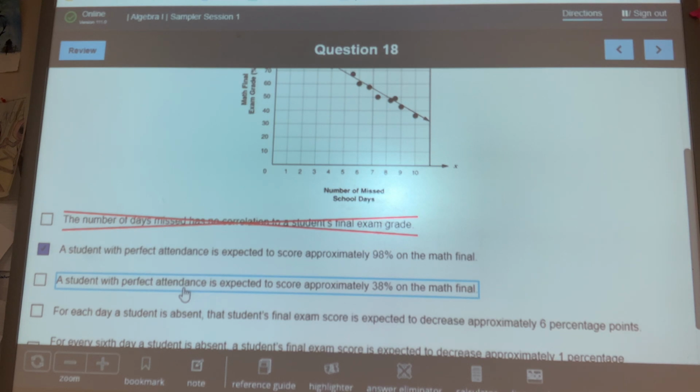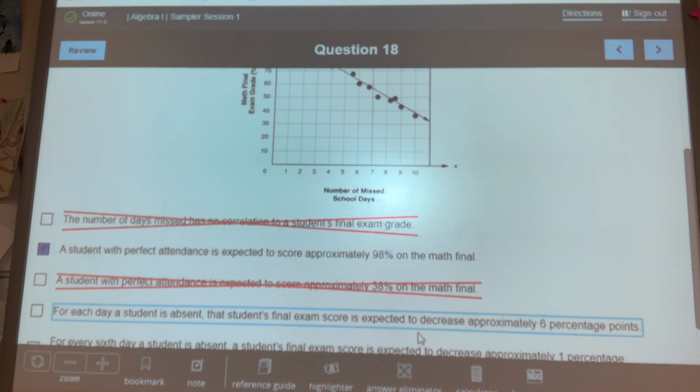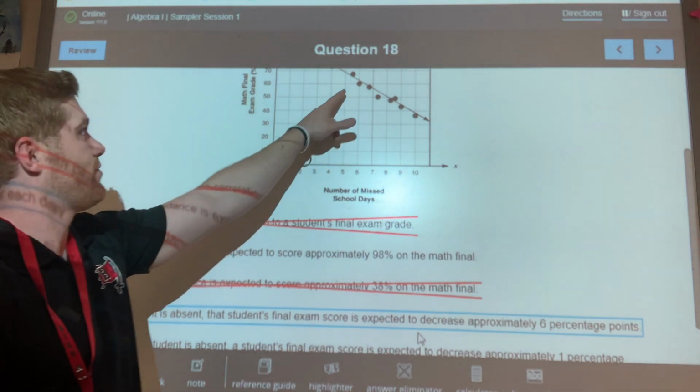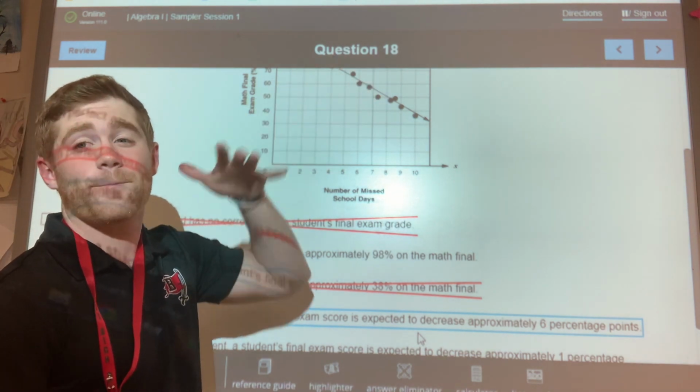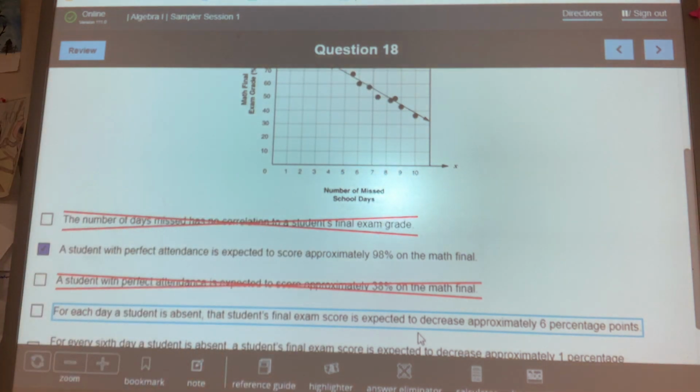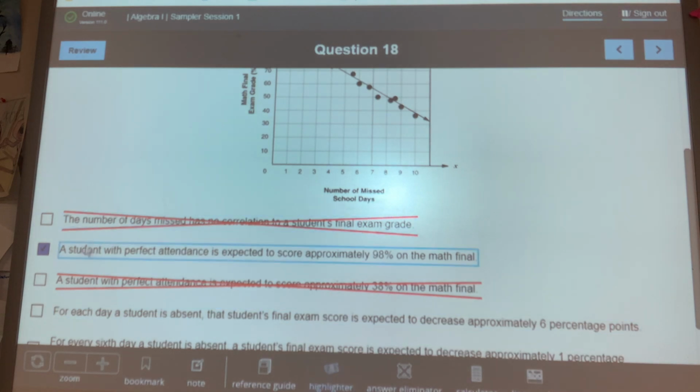Okay, another one. A student with perfect attendance is expected to score approximately 38%. You know what? I am going to use the eliminator on that one because that one's ridiculous. D, for each day a student is absent, the student's final exam score is expected to decrease approximately 6 percentage points. So if I look at this, each day it drops approximately 6 percentage points. So I'm going to say that D could be an answer.